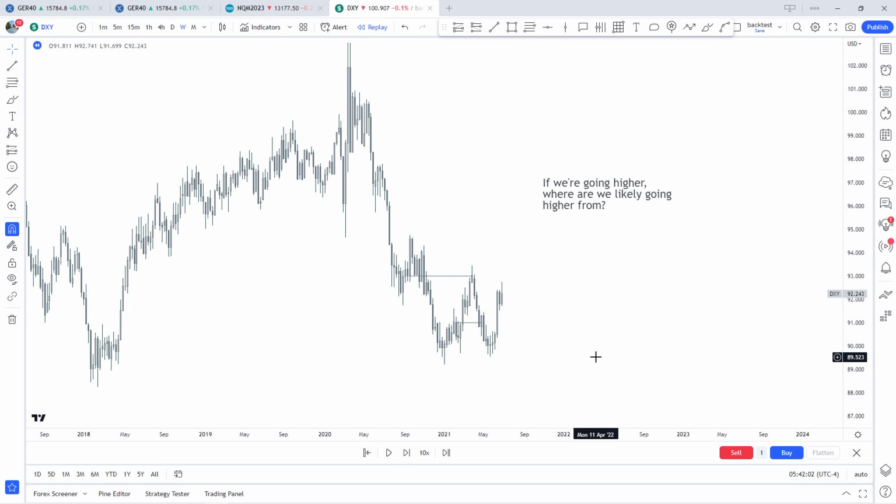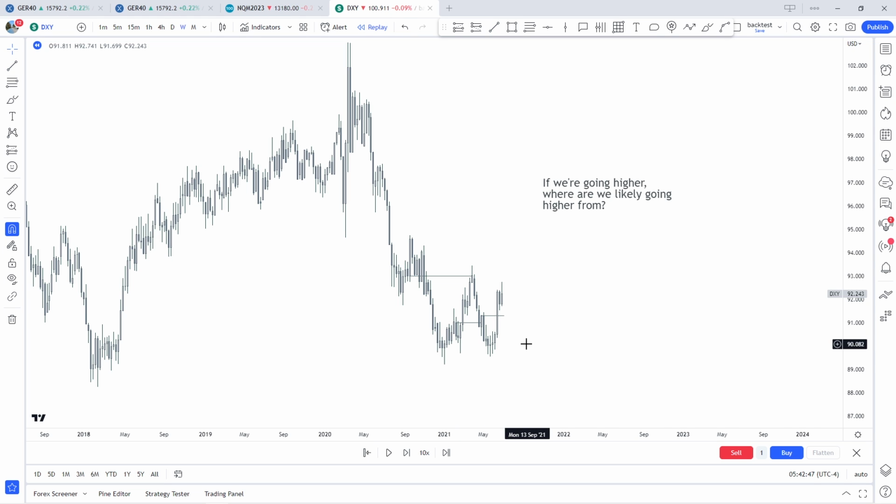All right, now we push higher. We are failing to take out this low. Now, if we are going higher, where are we likely going higher from? Well, we have this fair value gap right here and this breaker. A key is to understand the PD array matrix.